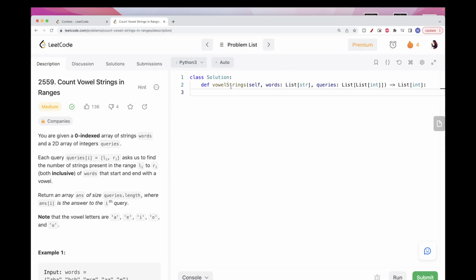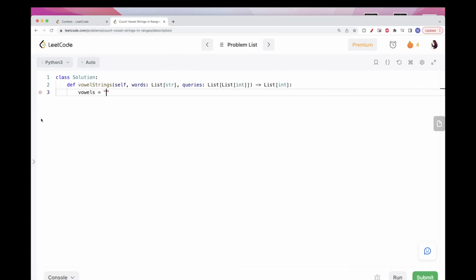Okay, so let's implement this solution. So first we need, of course, to just define the vowels, right? So those are just, as the problem says, these 5 ones. And then we need our prefix array, right? So it's going to be just initialized with 0. It's going to be for every word, right? So for every index, so we just need to define n as well. It's the length of words.